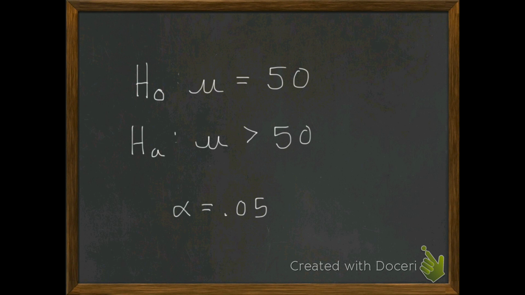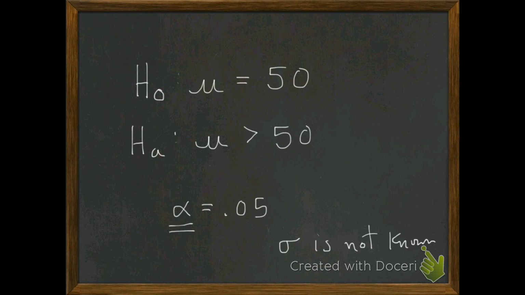Let's say that the null is we're testing the claim that the mean of a population is equal to 50. And the alternative is we're testing the mean greater than 50. And we're doing so under the criterion that the significance level of the test is 0.05. And that the population standard deviation, sigma, is not known, which is typically the case.